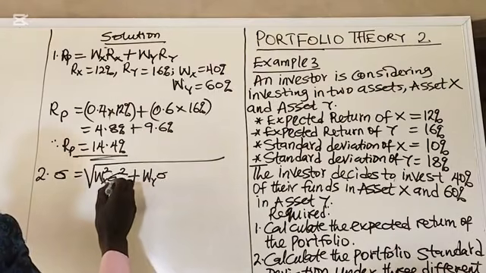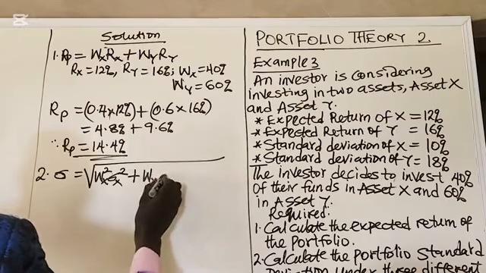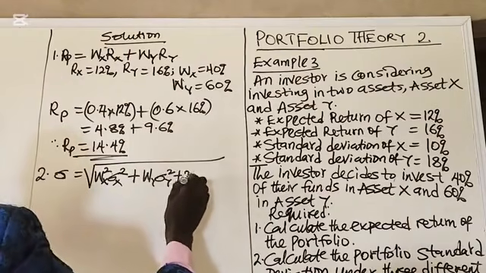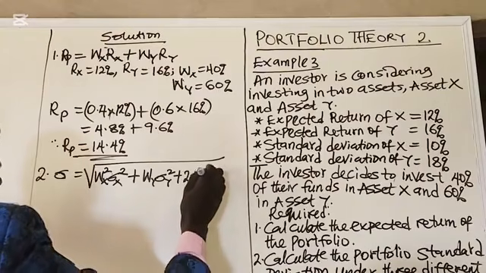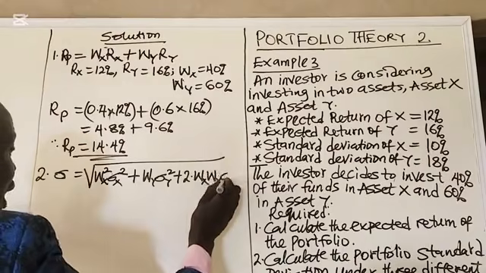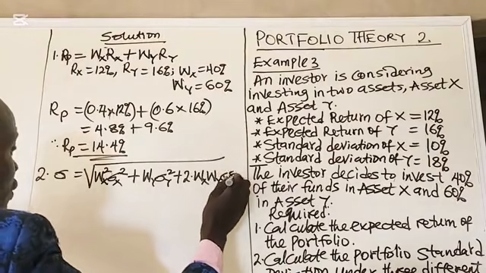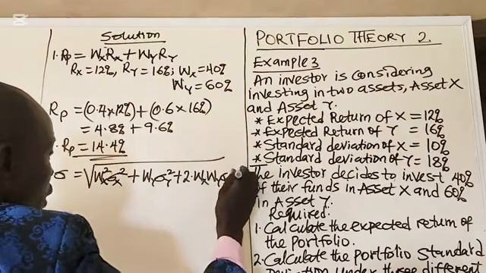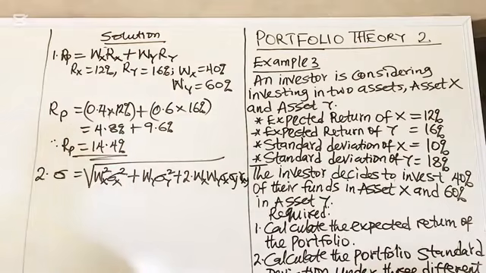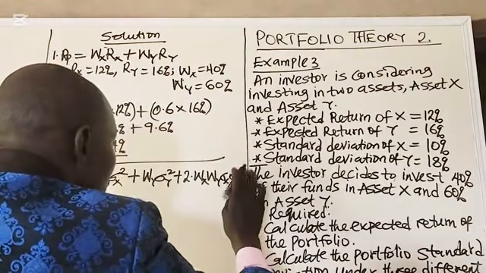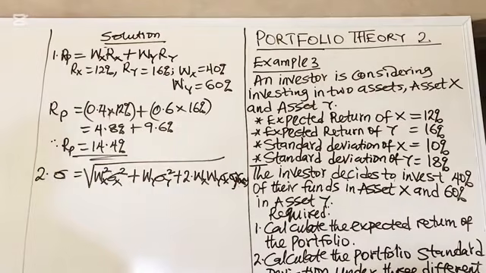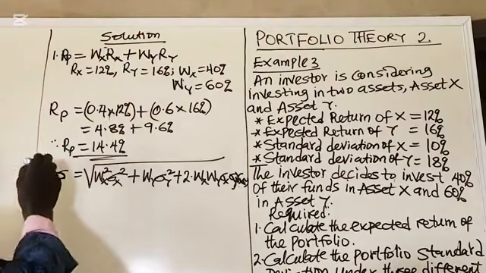squared, multiplied by the variance of security Y, plus 2 times weight of X, weight of Y, standard deviation of X, standard deviation of Y, multiplied by the correlation coefficient between the two securities. R is the correlation coefficient of the two securities X and Y. So this is the formula for calculating the standard deviation of a portfolio.